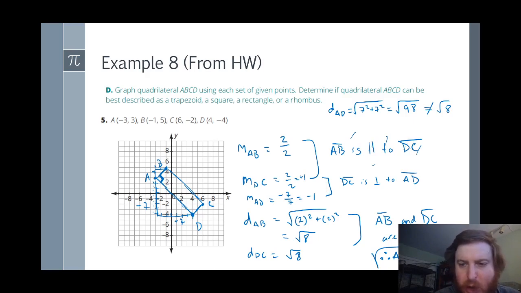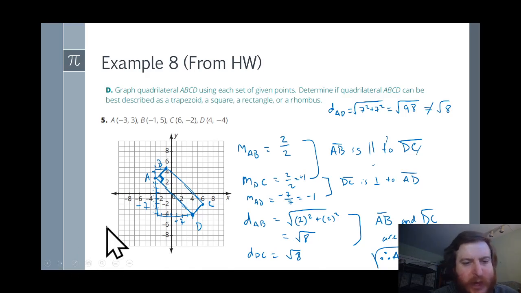Showing all of this work is really proving every little step of it. So this is what I'm going to be looking for, is kind of that math showing me that you're doing the distance formula, showing me that you're comparing the slopes, and that's going to be what proves that this shape is a rectangle. Obviously, we can look at it and we can think it's a rectangle.